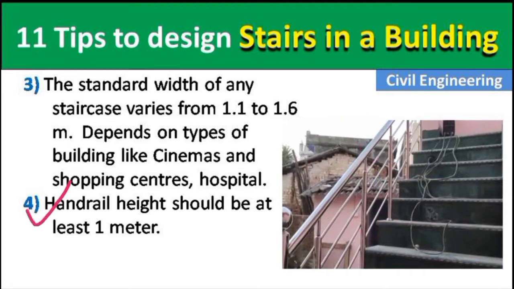Now the fourth point is the handrail height should be at least 1 meter. What are handrails? Handrails are this, you can see in this picture, this is our handrail, and it should be how much? 1 meter from the stair. Okay, its height should be 1 meter from the stairs for safety.